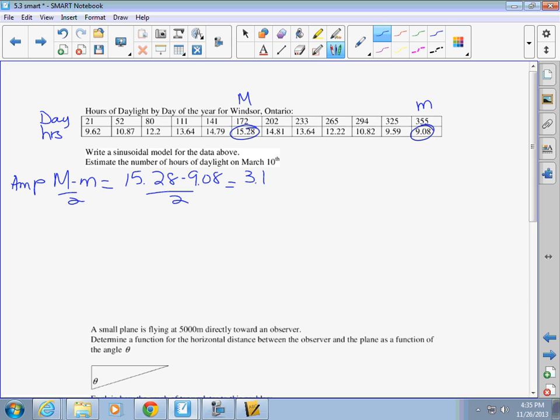My center line, or that vertical displacement, is maximum plus minimum divided by 2, so 15.28 plus 9.08 divided by 2 is 12.18. My period then, this whole cycle, if you added up all the days, is 365 days.